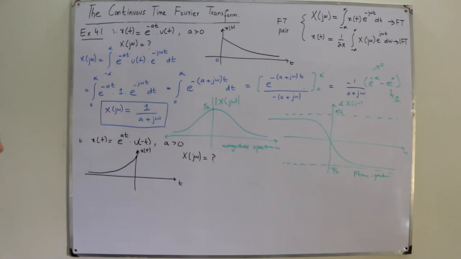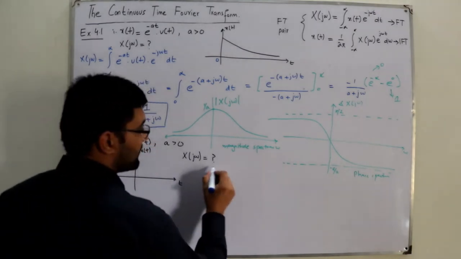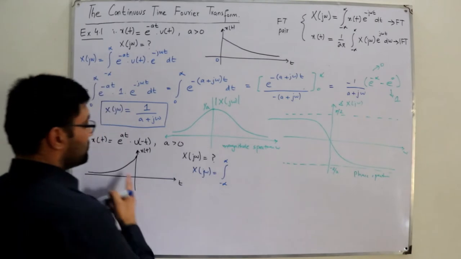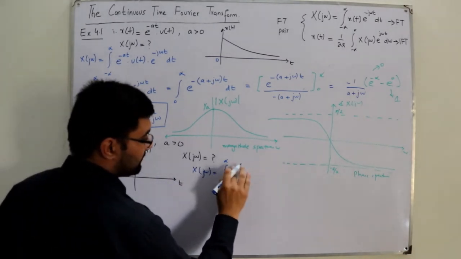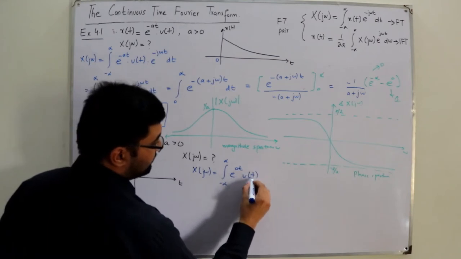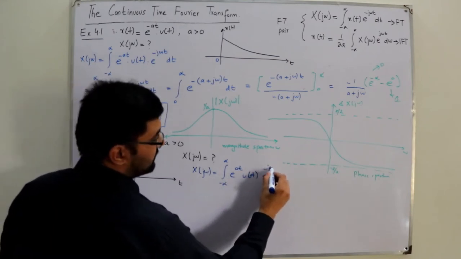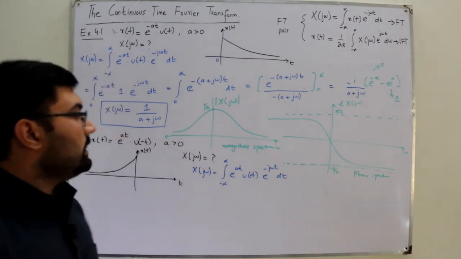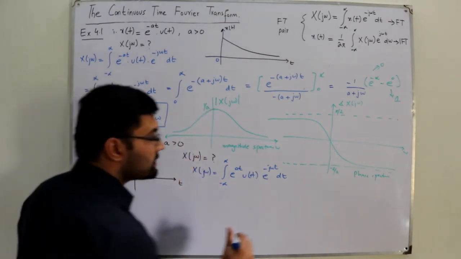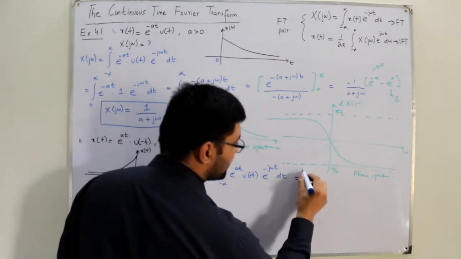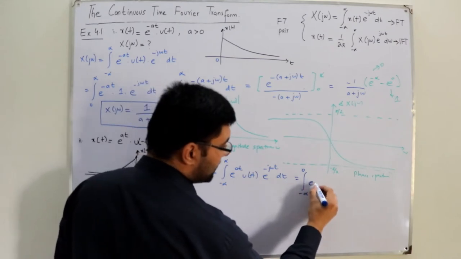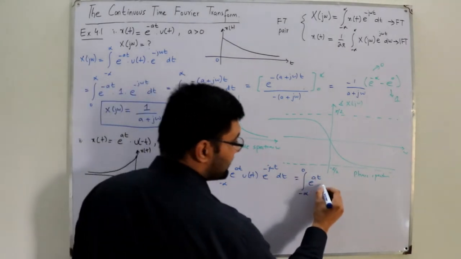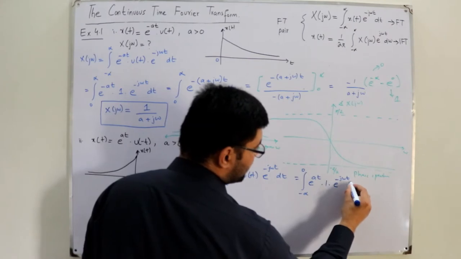Coming to this, my X of j omega would be like this. Again, I have the integration from negative infinity to positive infinity of x of t. My x of t in this case is exponential of positive at times u of negative t, and it's multiplied with an exponential of negative j omega t. The integration is with respect to t. This signal exists from negative infinity to zero, so I can replace the limits, from negative infinity to zero, with exponential of at, and I know that u of negative t would be one in this particular limit. So I directly multiply it with exponential of negative j omega t dt.